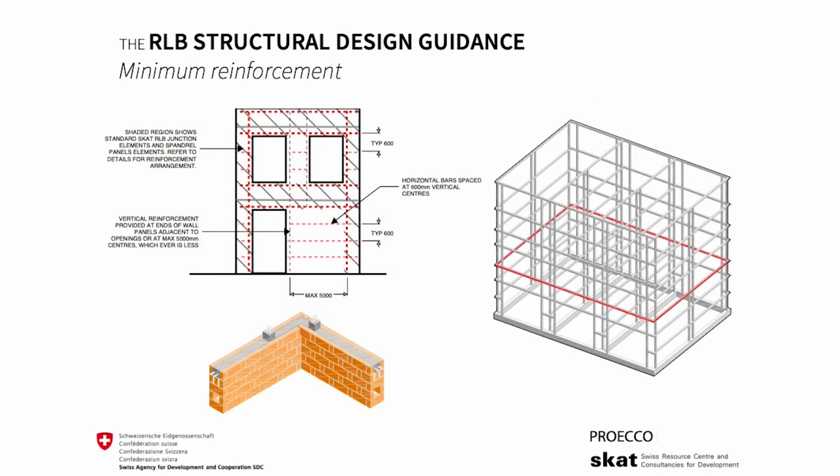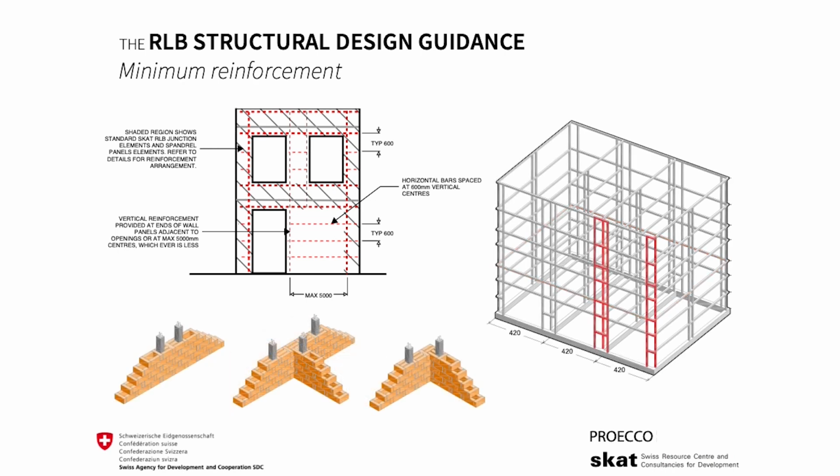The main horizontal reinforcements are placed in suitable cavities and vertically spaced no more than 60 cm from each other. The main vertical reinforcements, instead, should be arranged at both free edges of every element, at every intersection, and within the wall, in order not to exceed a spacing of 5 meters between such reinforcements.